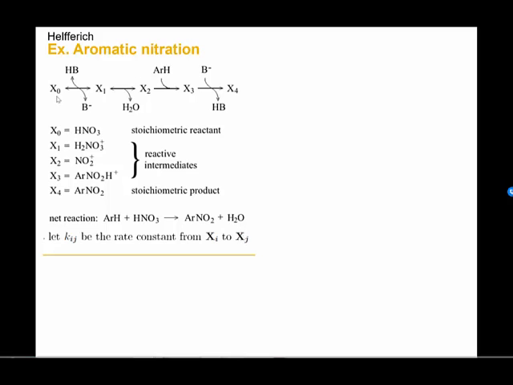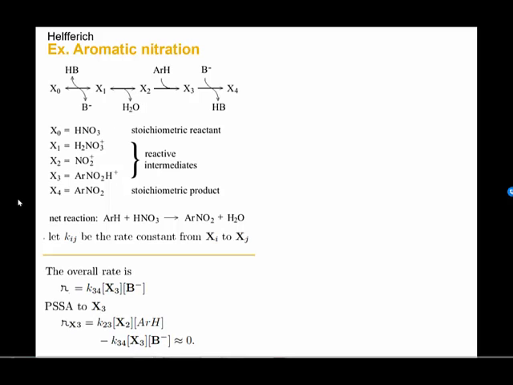Now, one little note here: this represents a complex reaction, but each of the individual steps depicted here are elementary steps. So we're going to be able to write down the individual rates for all of these individual steps in terms of mass action rate laws. Okay, so let's go ahead and get started with that.